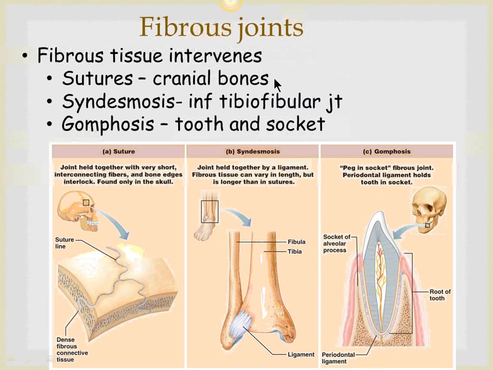The second type of fibrous joint, and here if you look at a suture, you can see this is fibrous tissue in between the bones. The second type of a fibrous joint is a joint which is called a syndesmosis. And here again you see between these two bones, this is the tibia and this is the fibula, and there's fibrous tissue present between the two. So the example of a syndesmosis is the inferior tibiofibular joint, or also known as the distal tibiofibular joint. Okay? Inferior or distal tibiofibular joint.